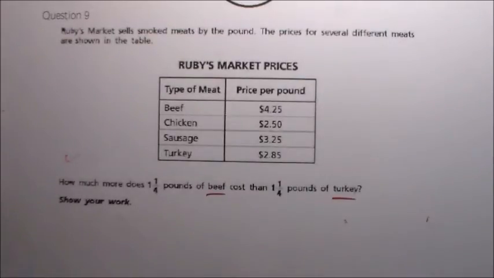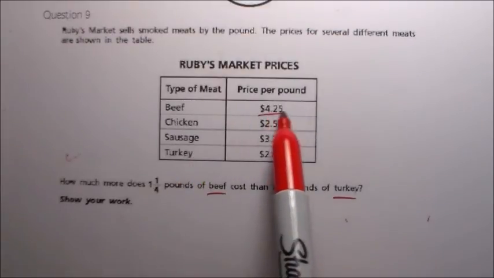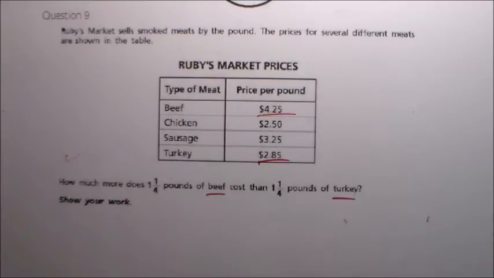We're told that we need to get 1 1/4 of beef and 1 1/4 of turkey, and the beef costs more than the turkey. Beef is $4.25, turkey is $4.85. So the 1 1/4 of beef, how much more does that cost? It's important to read these questions carefully because we don't just want to give how much they cost together. We don't want to answer another question. We want how much more does 1 1/4 of beef cost than 1 1/4 of turkey.